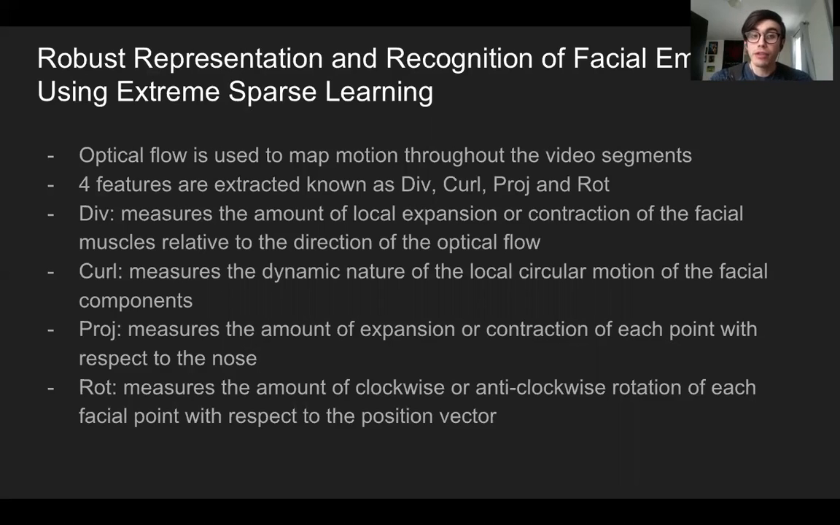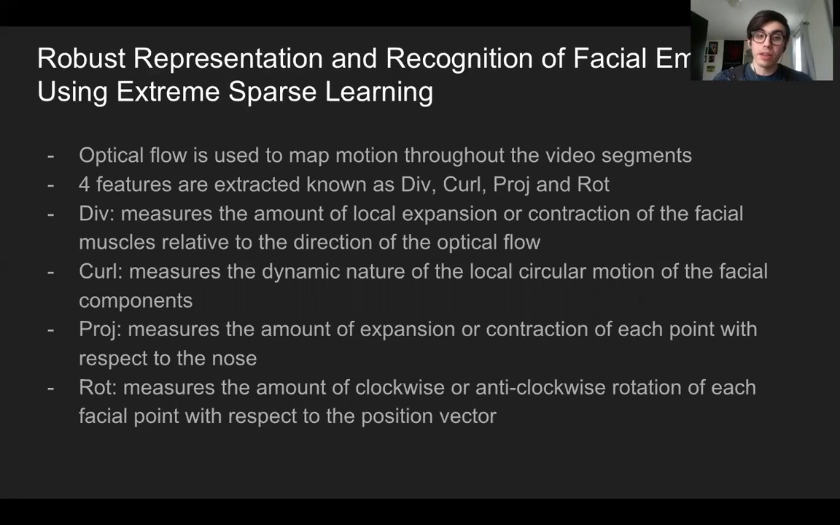Now, div measures the amount of local expansion or contraction of the facial muscles relative to the direction of the optical flow. So as I said, if my head is moving like this and I'm smiling at that time, div will measure the expansion and contraction of my facial muscles while I'm moving my head. Curl measures the dynamic nature of the local circular motion of the facial components. So for instance, we'll have a high curl associated with the corners of my mouth because when you smile, the corners of your mouth shoot up.